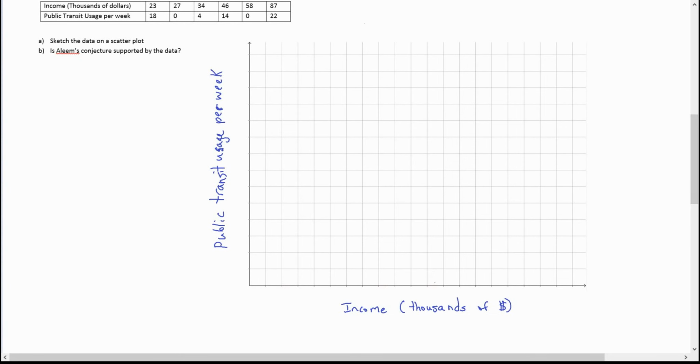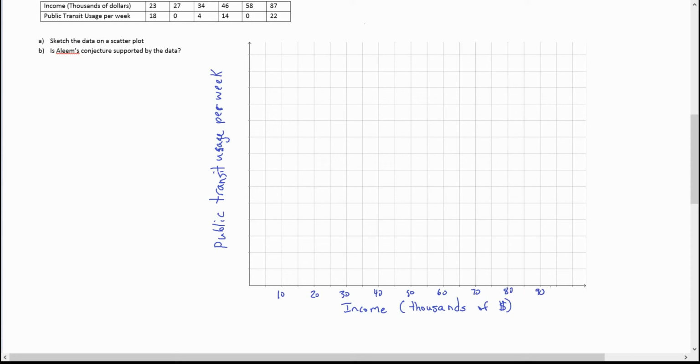So for a scale, on the income we have to go from pretty much 0 to 87, and we have, I think, about 20 spots here. Okay, there are 20 spots, so each one needs to be worth about 4. Let's make it worth 5. So let's go up by 5s. 5, 10, 15, 20, 25, 30, 35, 40, 45, 50, 55, 60, 65, 70, 75, 80, 85, 90.